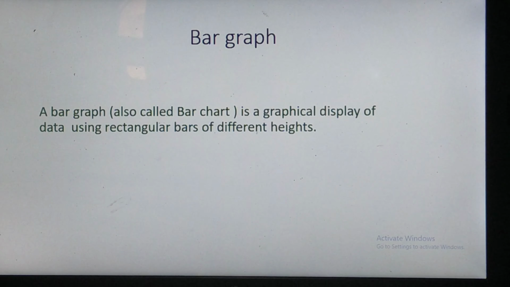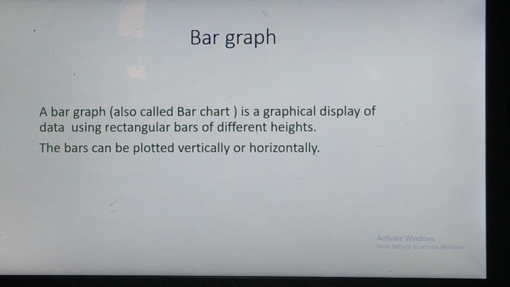A bar graph is also called a bar chart, and it is a graphical display of data using rectangular bars of different heights. The bars will be in different heights according to the data, and the bars can be plotted vertically or horizontally. So we can draw a bar graph in a horizontal way or in a vertical way.